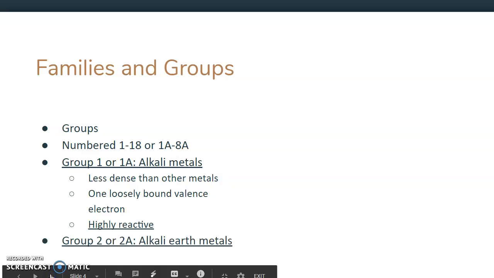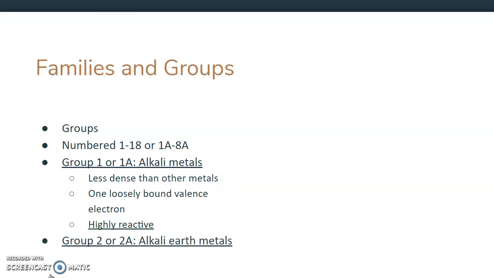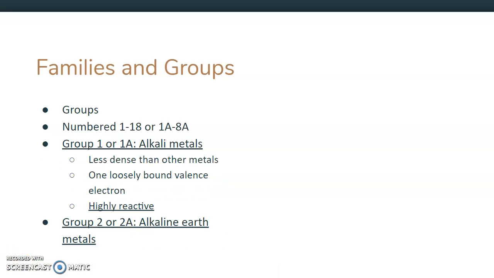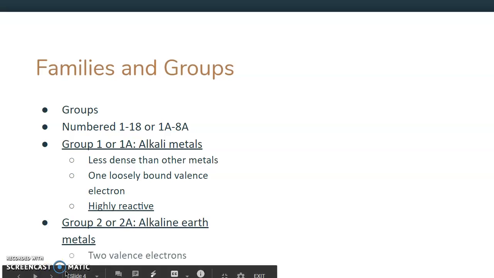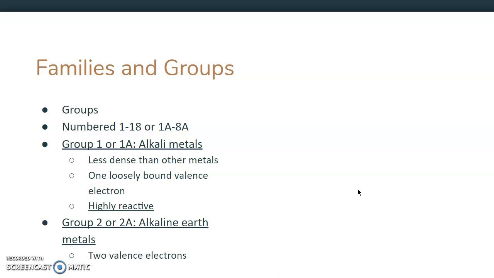So group number 2, or 2A, are known as the alkaline earth metals. What's specific about them is they have 2 valence electrons, and they form divalent cations. A divalent just means 2 valent. So di is 2, valent is our valence electrons, and then a cation is a fancy word for a positive ion. So they will give up their electrons to become more positive.